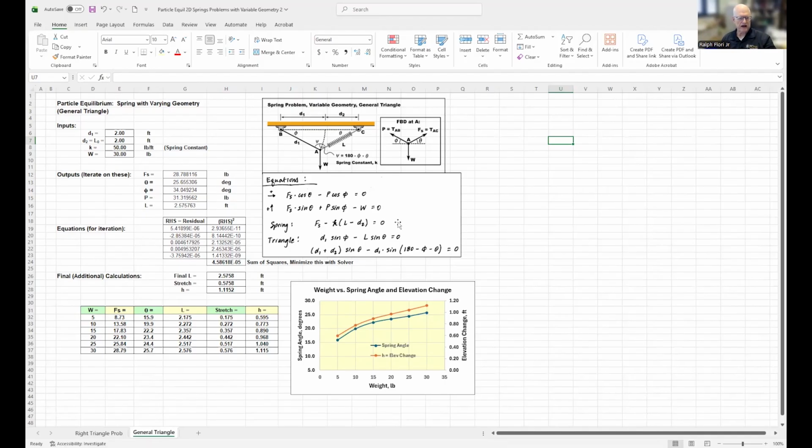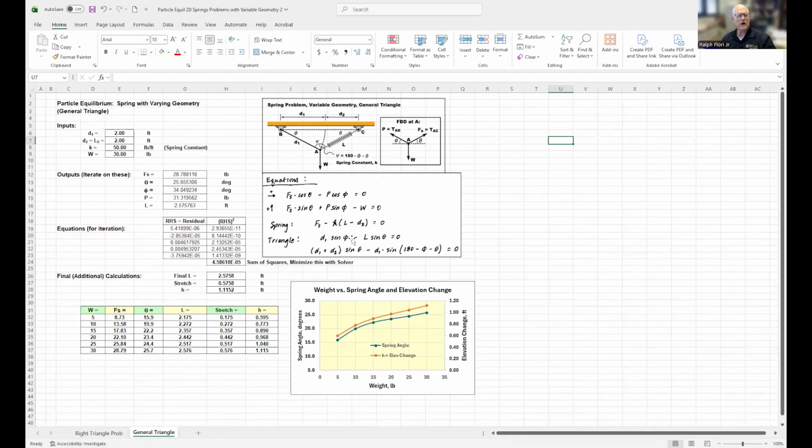For the spring, I can write spring force, Fs, is equal to K times stretch, and stretch is L minus D2. So L is the current length, D2 was the unstretched length of the spring. Well, this is great, except it introduces one more unknown, the L unknown. So now I'm up to 5 unknowns, and I have 3 equations. So I still need 2 more equations.